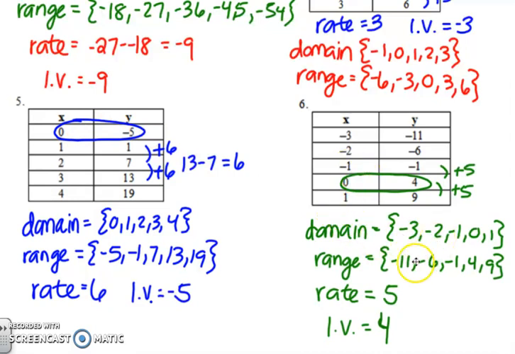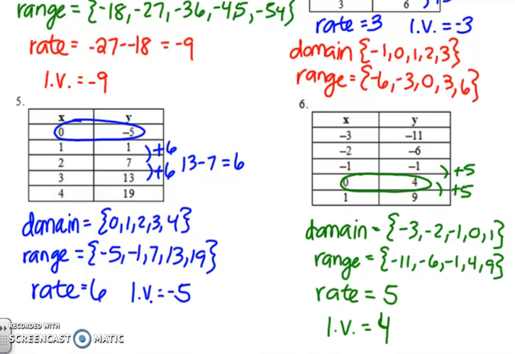On number 6, domain and range, I repeated. I saw that they were adding 5, or you could have done 4 minus negative 1 to get a positive 5. So they were increasing by 5. Again, initial value, they gave it to you right here, so you just write 4.